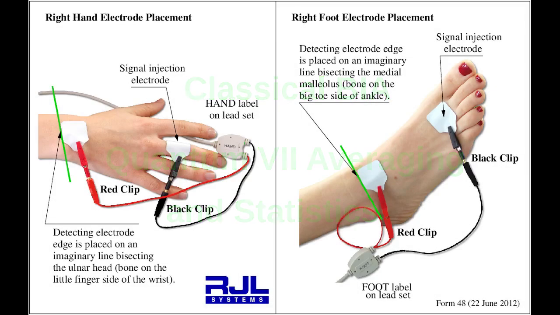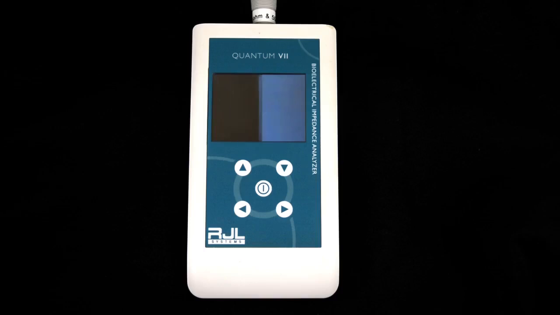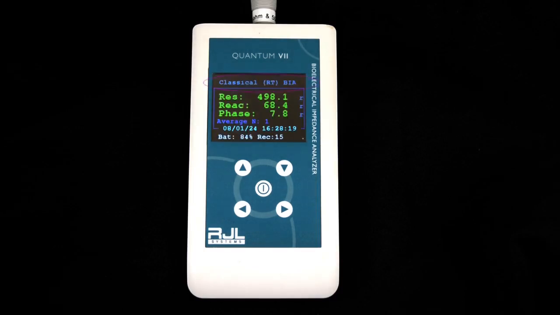Getting started. Place the electrode tabs on your client as described in the photo on the back of the electrode pouch. Connect the lead set to the electrodes and insert the connector on top of the Quantum VII. Push the On button. This starts the Quantum VII and incremental averaging. The marquee changes to classical real-time BIA, and the average counter increments with each sample and continues until the On button is pressed again. Wait 10 to 20 seconds before pressing the On button.